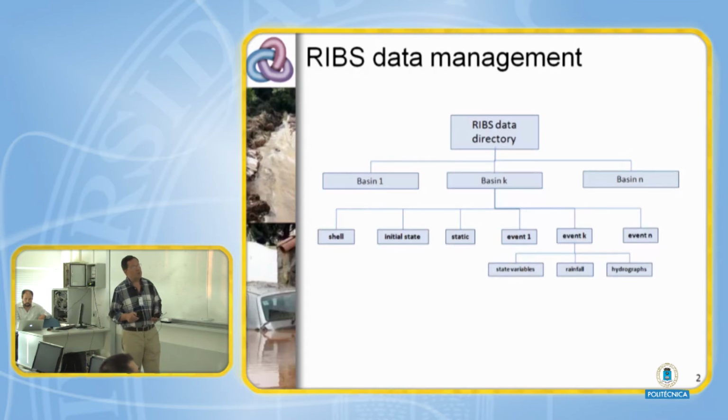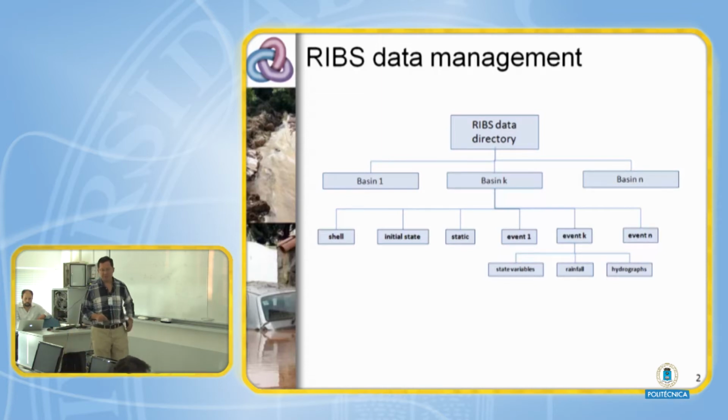Now, when we run the model, we apply it to a number of individual storm events. So for each storm event, we create a new directory, and for each directory, we store the rainfall input files, the state variables for the model, if we want to check that, and the final hydrographs. So this is our local configuration for RIPS.